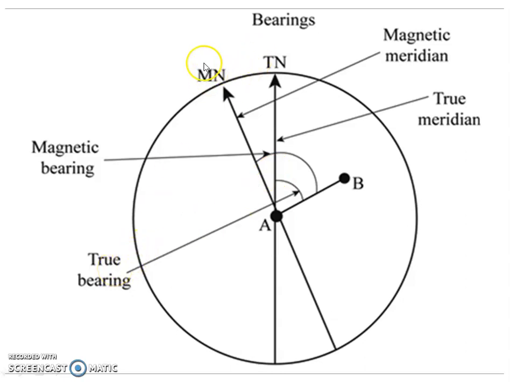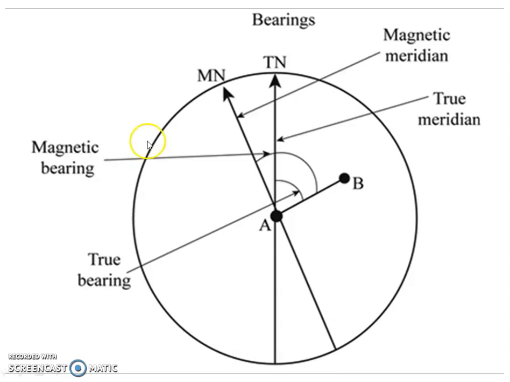Okay, this is the magnetic north of the compass. So this is the magnetic meridian. This particular line is the magnetic meridian. So the horizontal angle between the magnetic meridian and line AB is called the magnetic bearing.